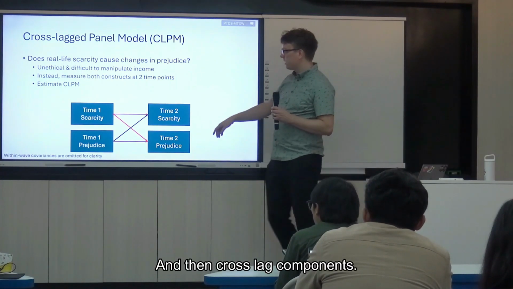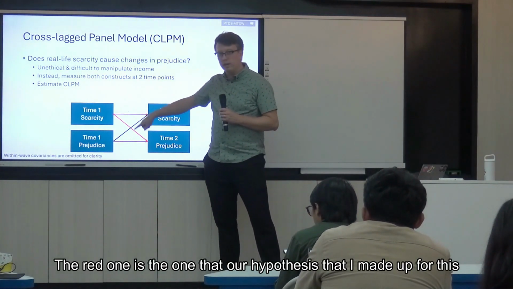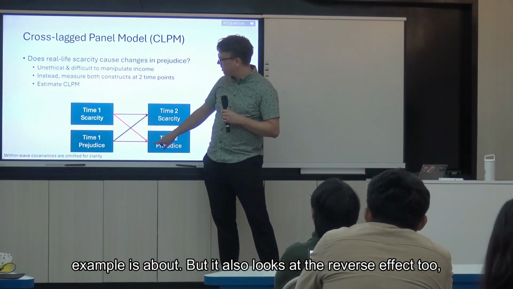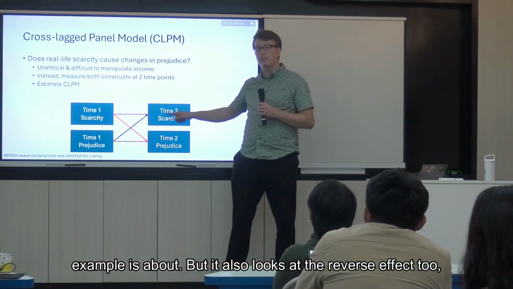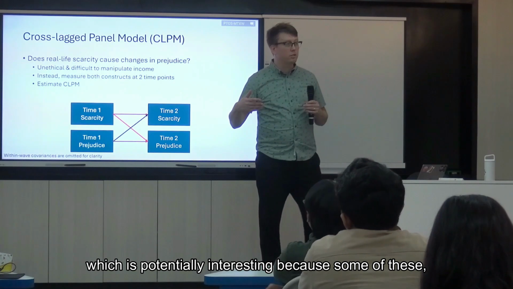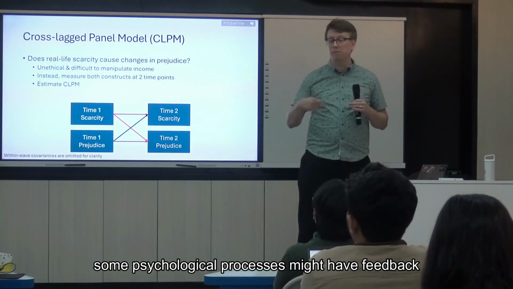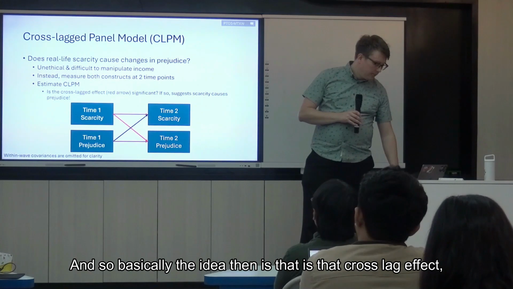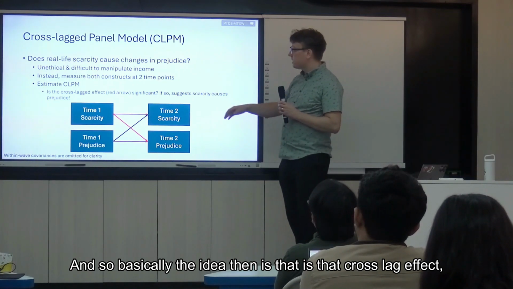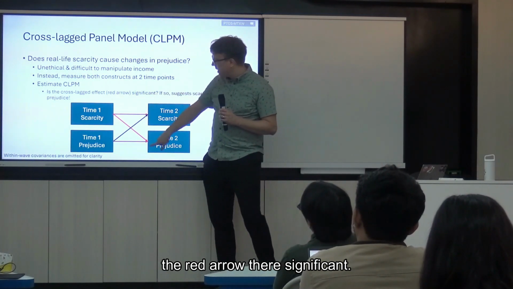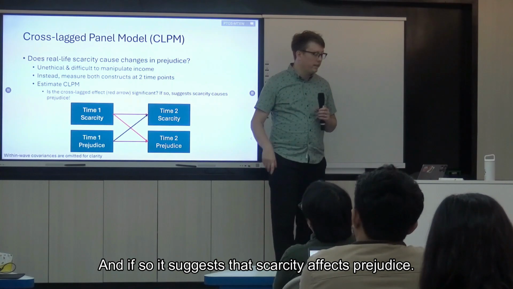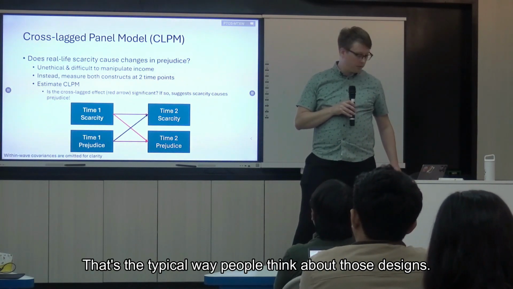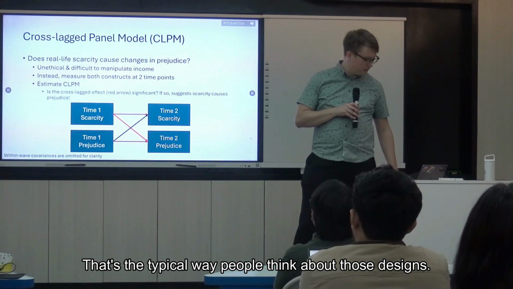And then cross-lag components. The red one is the one that the hypothesis I made up for this example is about, but it also looks at the reverse effect too, which is potentially interesting because some psychological processes might have feedback loops, and this taps into that idea. So basically the idea is, is that cross-lag effect, the red arrow there, significant? And if so, it suggests that scarcity affects prejudice. That's the typical way people think about those designs.